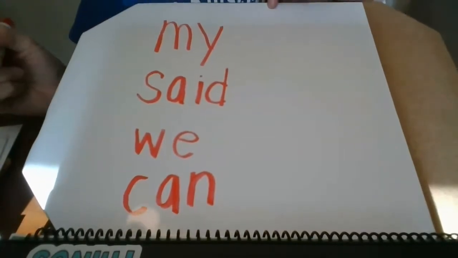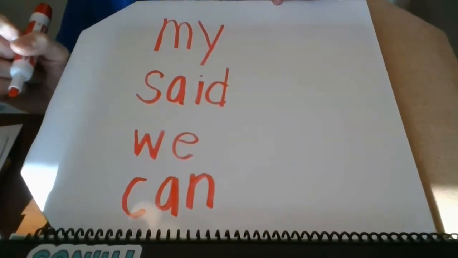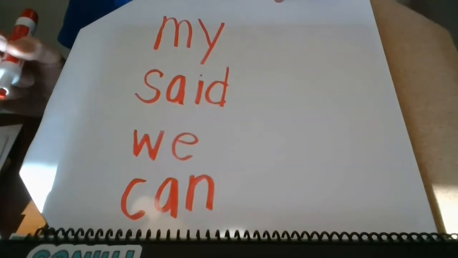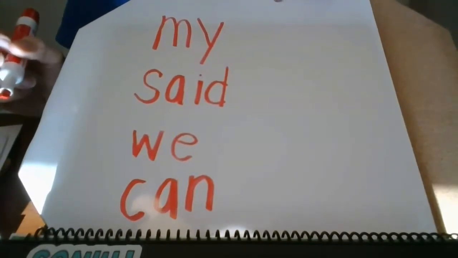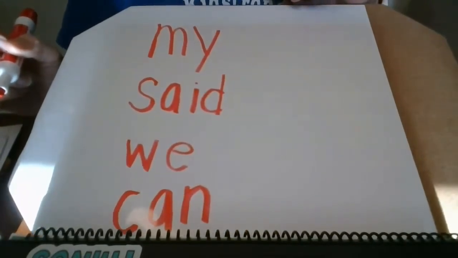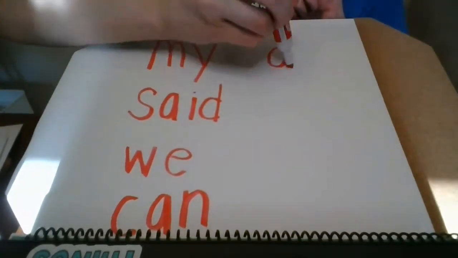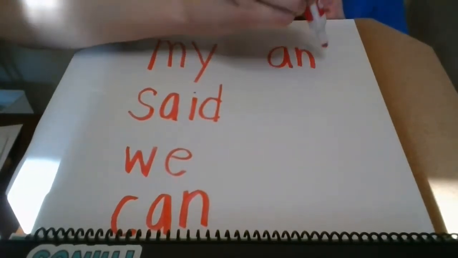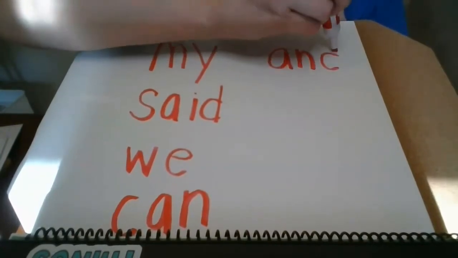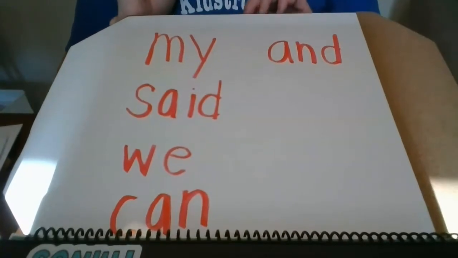Let's just do a few more. Ooh, let's do our new one. How do we write the word and? Go ahead and show yourself. Okay, let's check it. A-N-D. And. Let's try 2 more.